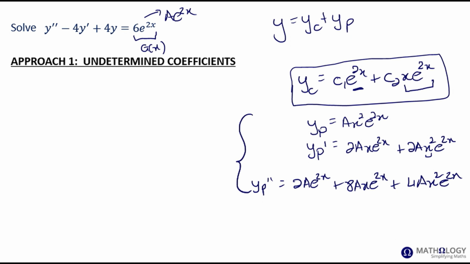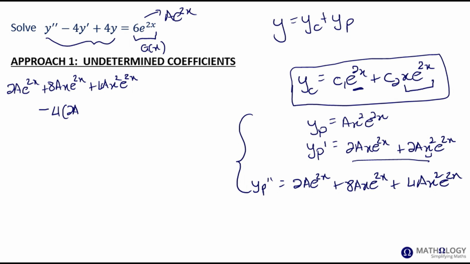Okay, we can then sub these three expressions into the differential equation. So we'll have 2a e to the 2x plus 8ax e to the 2x plus 4ax squared e to the 2x, minus 4y prime, which is 2ax e to the 2x plus 2ax squared e to the 2x, plus 4y, which is ax squared e to the 2x, and that equals 6e to the 2x.